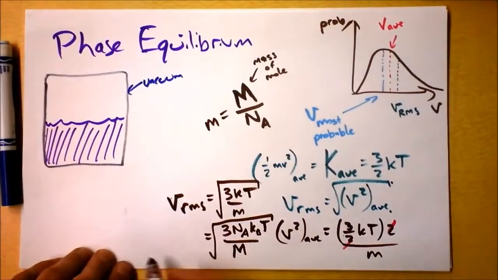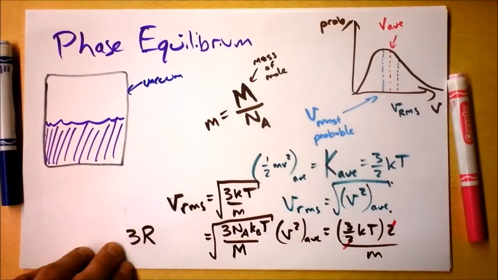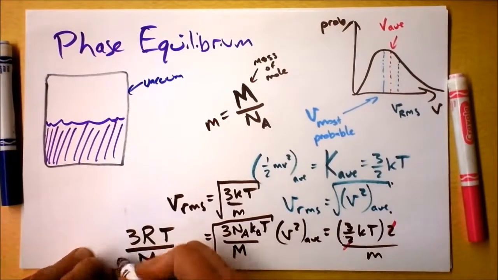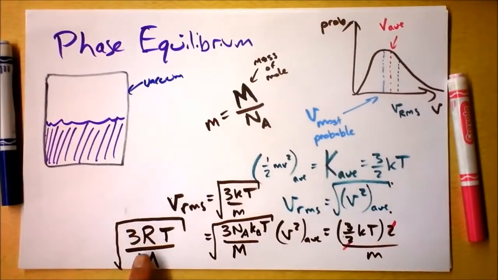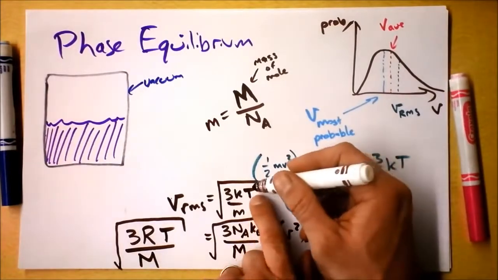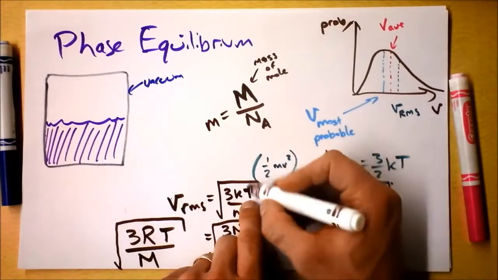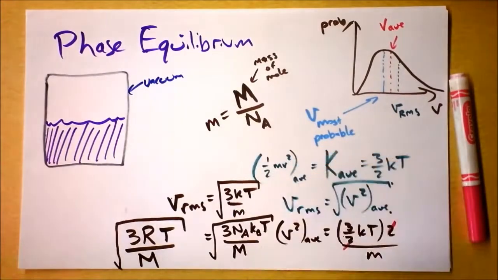So I'm going to keep going over here to the left, and I'm going to get the square root of 3 times R, the ideal gas constant, times temperature divided by the molar mass of the substance. Chemists will probably be putting it in this form right here. Physicists will probably be putting it in this form right here. Chemists like to think about lots of things, and physicists like to think about the individual particles that are making it up. And there we are.